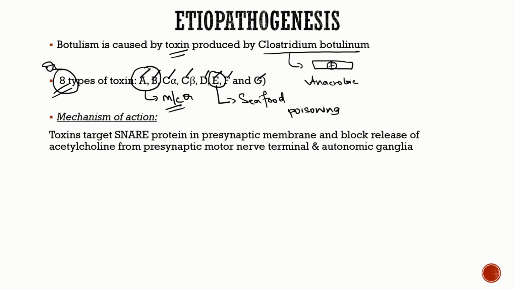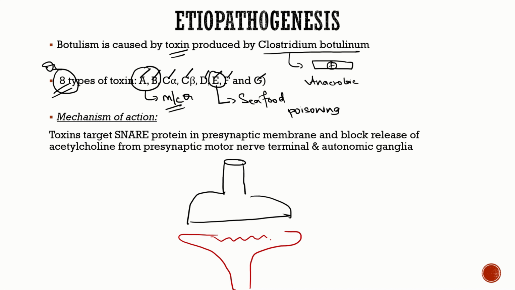So what is the mechanism of action? What happens in the neuromuscular junction in botulism? Let's have a simple diagram of the neuromuscular junction. This is the presynaptic terminal, and here we have the postsynaptic muscle membrane. And this is the voltage gated calcium channel. Presynaptically we have the acetylcholine filled vesicles. The action potential comes down here and stimulates the voltage gated calcium channel, causing calcium influx and eventual exocytosis of acetylcholine into the synaptic cleft.